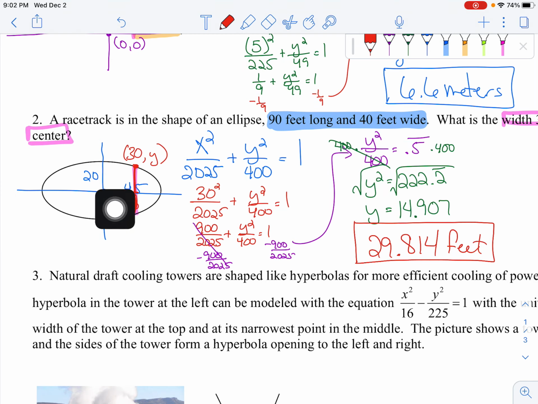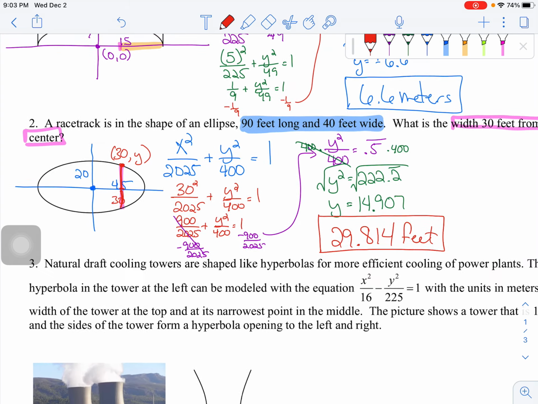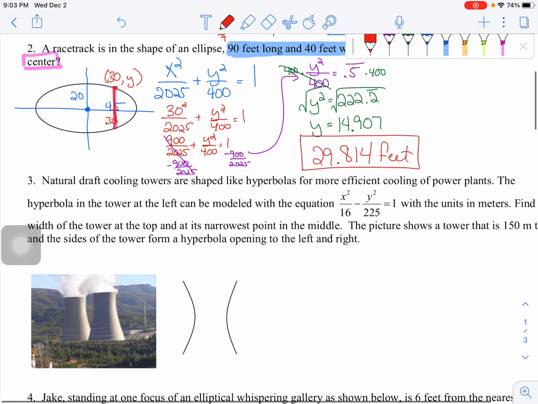So keeping in mind that the whole track at its widest point was 40 feet, knowing that this is almost 30 feet, that could work, okay? So the answer makes sense in the context that we have so far. So be careful. In that first problem, we didn't need to double it. In this one, we did. It just depends on the question.